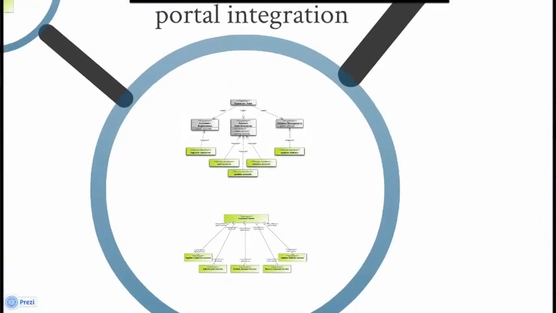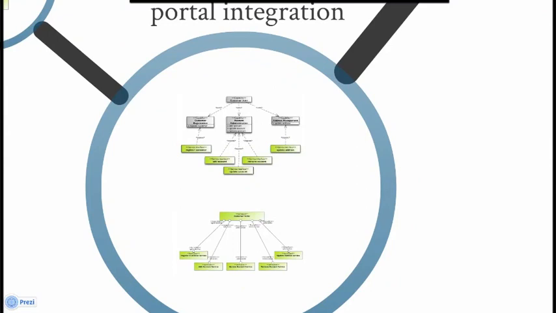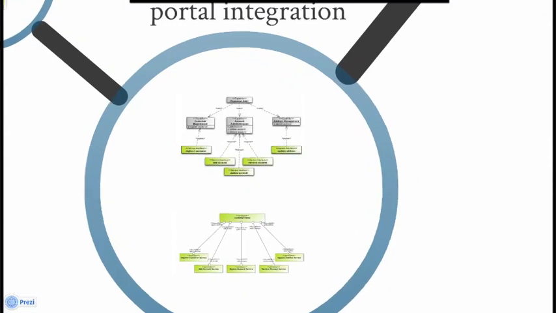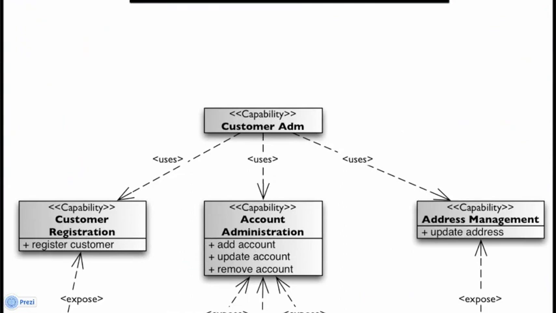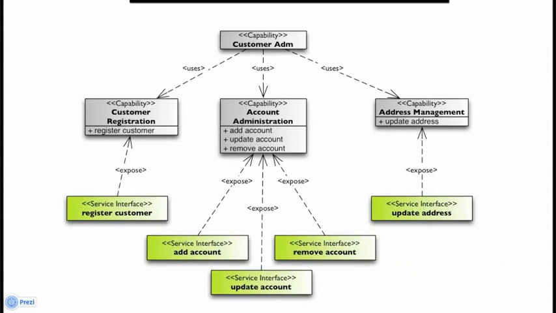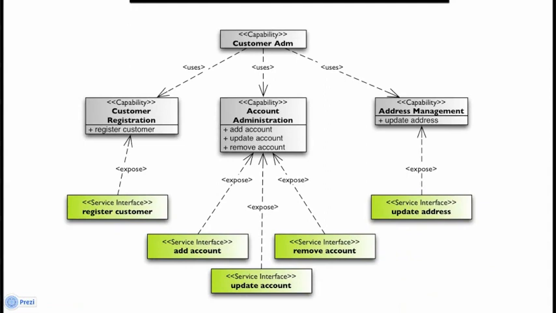And then we have another typical SOA scenario, a portal integration, where a web portal aggregates various types of information and presents it in a single view for a particular user group. Customer administration could be one scenario for a portal, and it would be dependent on customer registration, customer account administration, and address information. And this means that we need service interfaces for registering customers, adding accounts, updating addresses, etc. So this means that the customer portal will consume different services for each of these tasks.